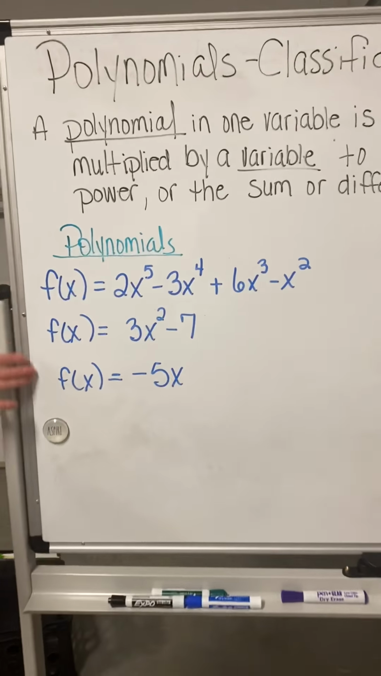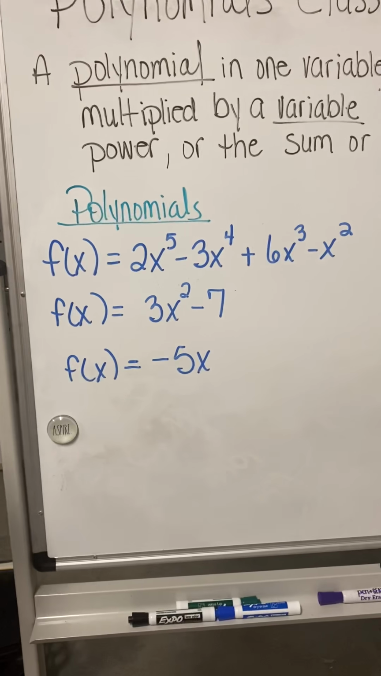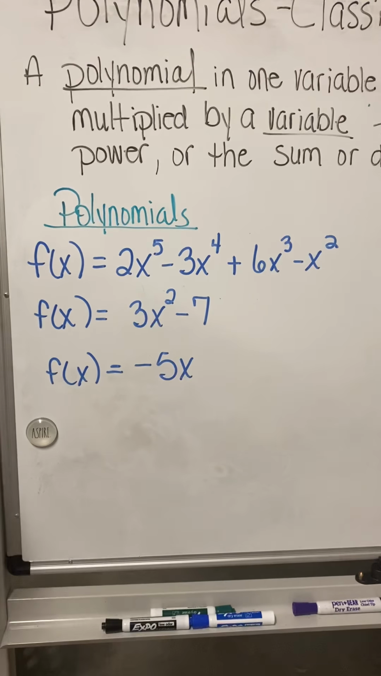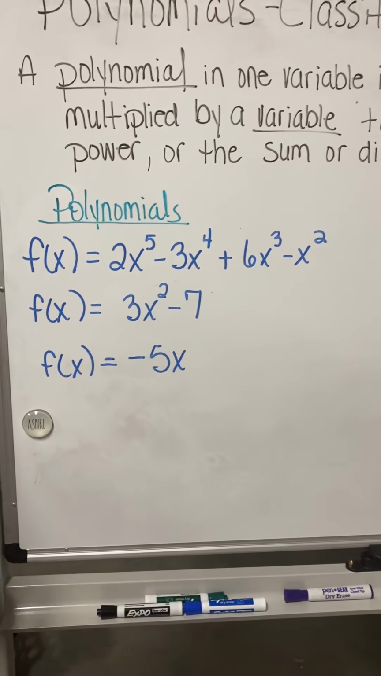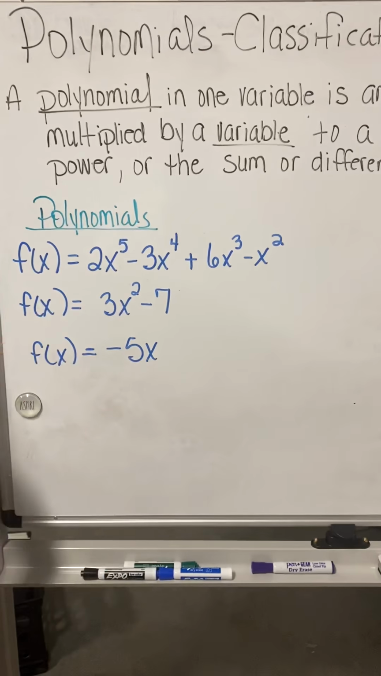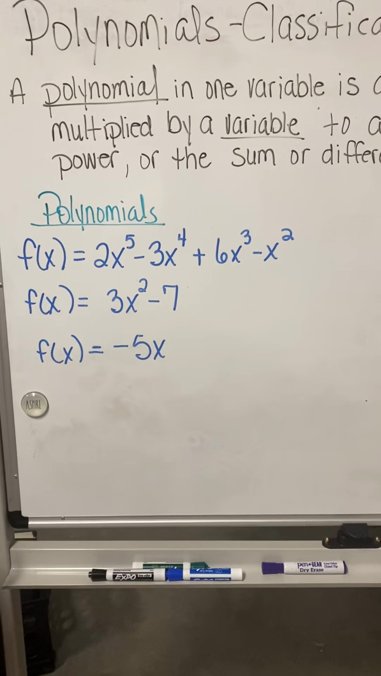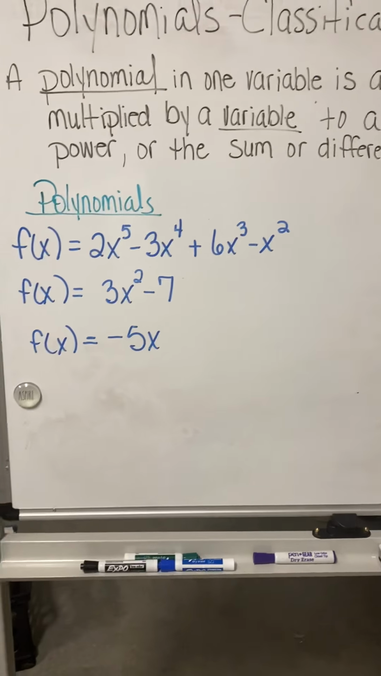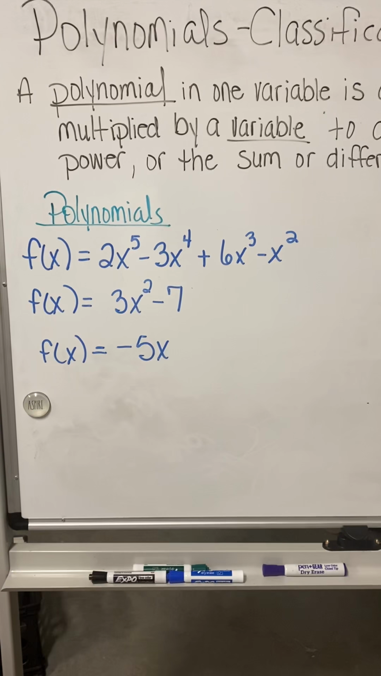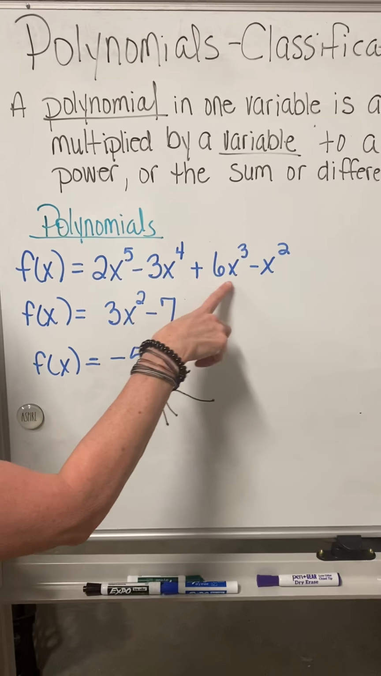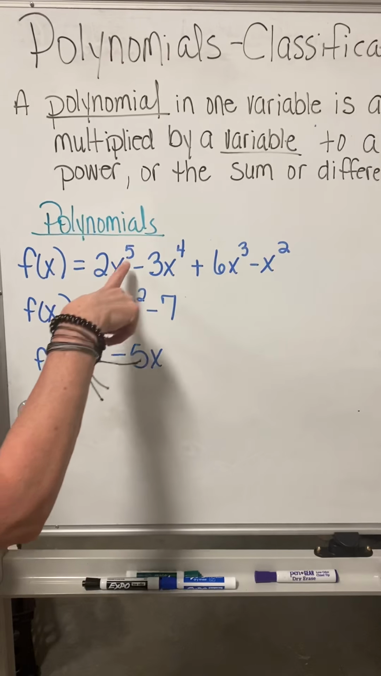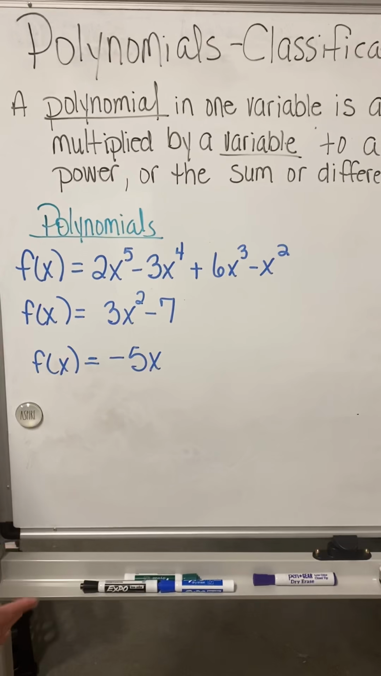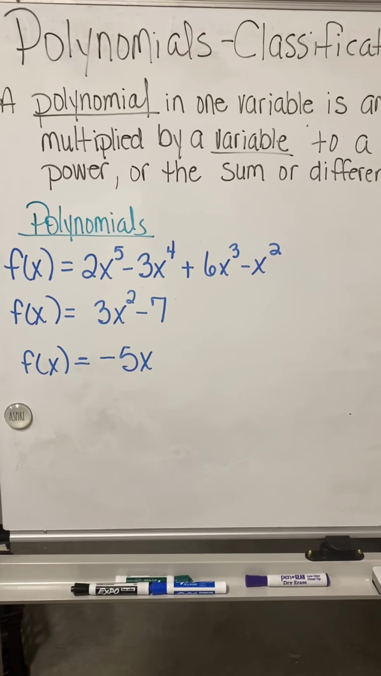If you look on this side right here, I have three examples of functions that would classify as a polynomial. A polynomial just means you've got many terms in there. So f of x equals 2x to the fifth minus 3x to the fourth plus 6x to the third minus x squared. Here are some things that make this a polynomial. All of your variables are x, you've got all the same variables, and all of their exponents are non-negative whole numbers. So that's why that would classify as a polynomial.